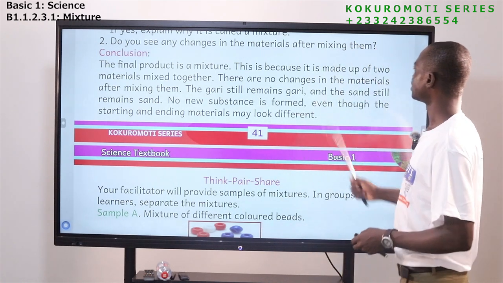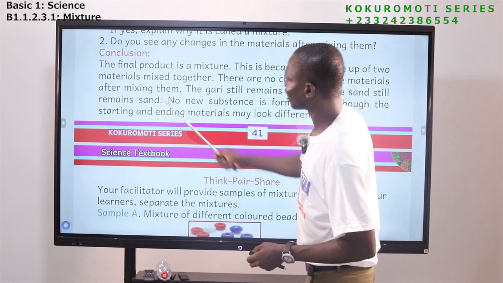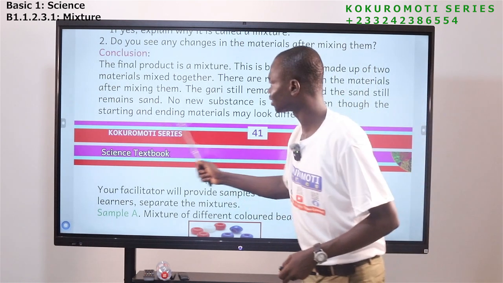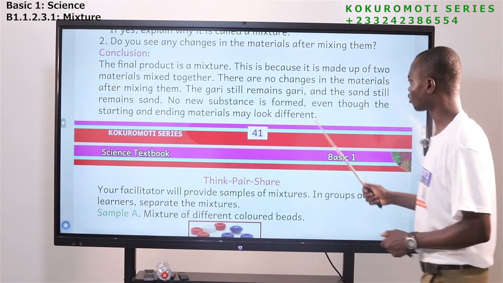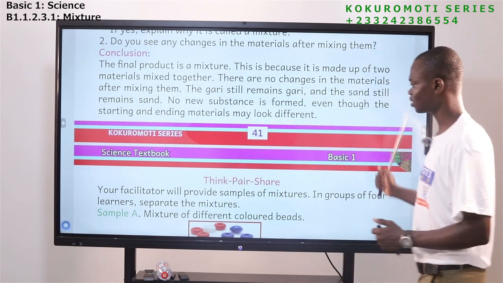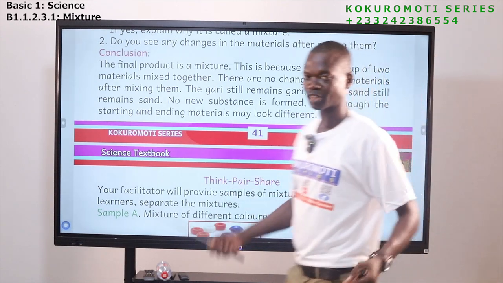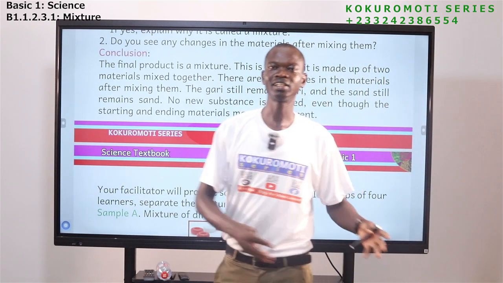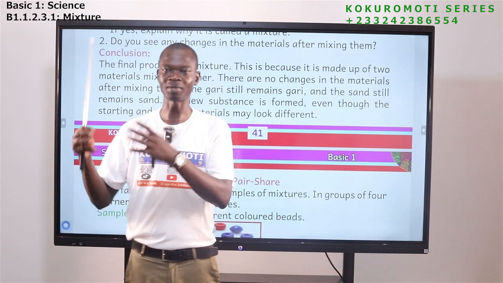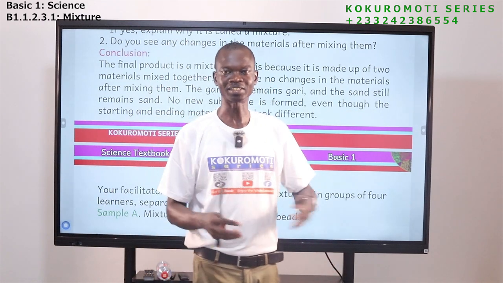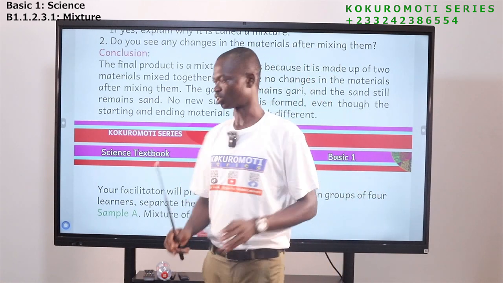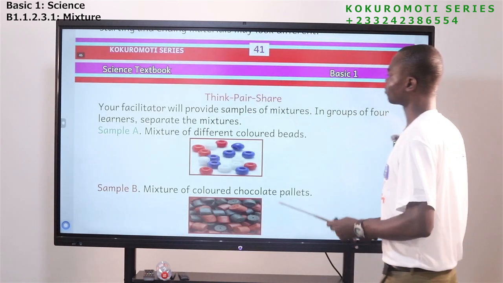There are no changes in the materials after mixing them. The gari still remains gari and the sand still remains what? Sand. No new substance is formed, even though the starting and the ending materials may look different. So even after mixing it, you still see the ingredients, the components or the constituents, the materials that you mix. The same materials will be seen in the mixture. It doesn't change.